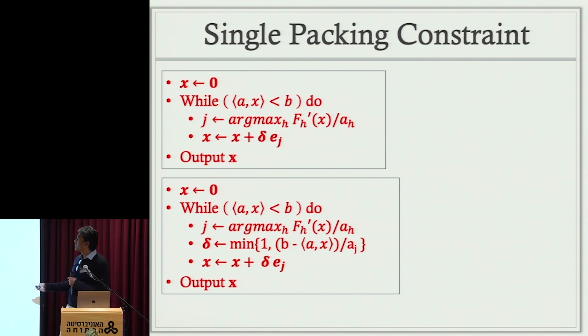Here is where a very nice thing happens. I claim that this algorithm is the same as the following algorithm. At each step, you compute the coordinate with the maximum gradient over a j and take it fully. The step size can be full. Why is that?